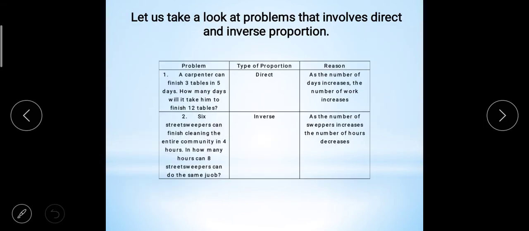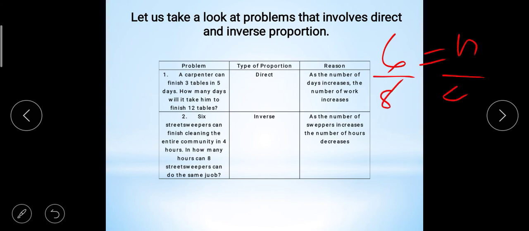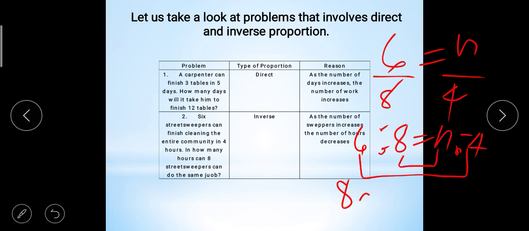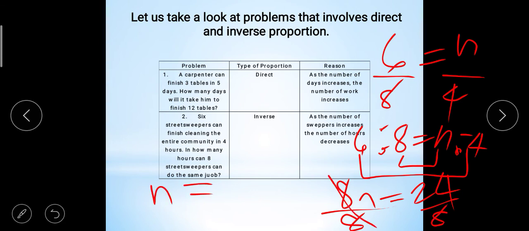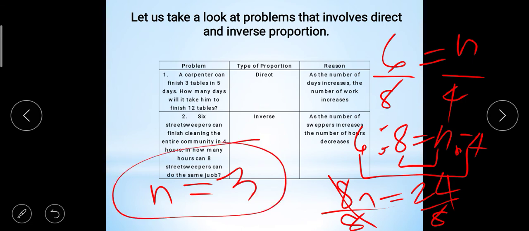Okay? 6 over 8 is equals to n over 4. Or 6 is to 8. Mean and extreme. 8 and 24. Okay, divide both sides by 8. N is equals to 3. Okay, so the number of hours it will take 8 street sweepers is 3 hours.